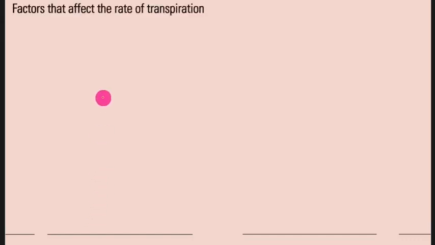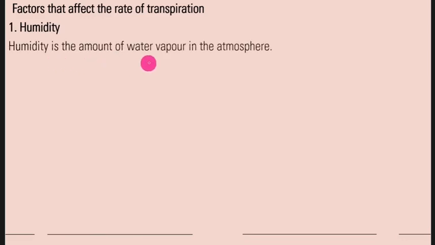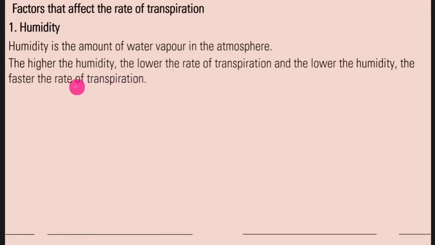All right, so now let's look at the factors that affect the rate of transpiration, that loss of water through the leaves. What factors can cause it to go fast or slow? Factors that affect the rate of transpiration: number one, humidity. What is humidity, guys? Humidity is the amount of water vapor in the atmosphere. So the higher the humidity, the lower the rate of transpiration, and the lower the humidity, the faster the rate of transpiration.